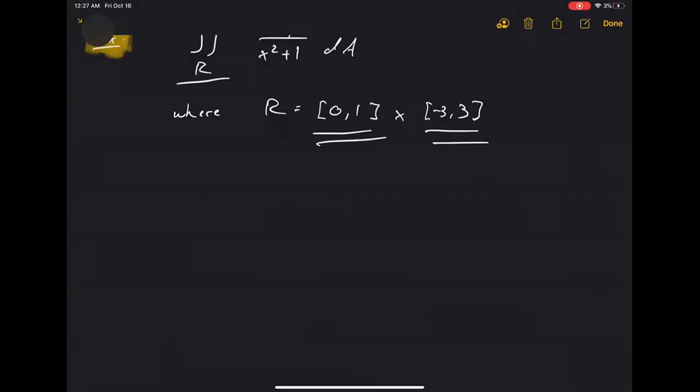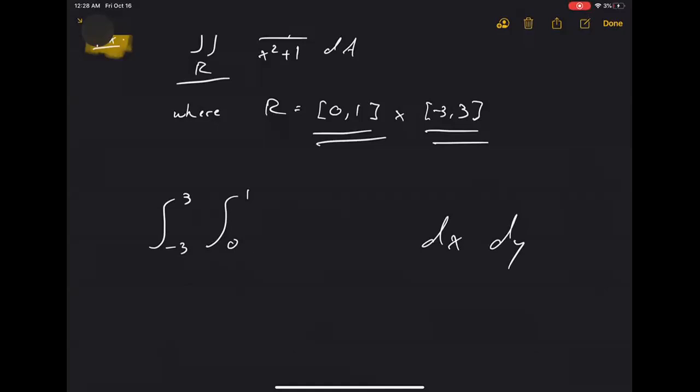So when I integrate in terms of x, it should be from 0 to 1. When I integrate in terms of y, it should be from -3 to 3. So I could write it like this, and now I need to make sure I get my dx and dy in the right order. If I write my integral bounds like this, I can set this up before I even put my function in.